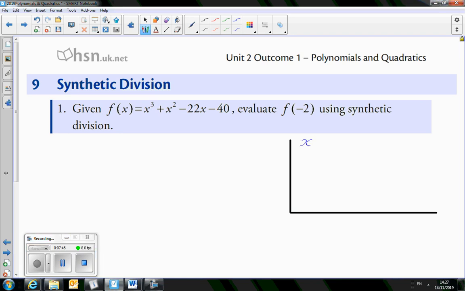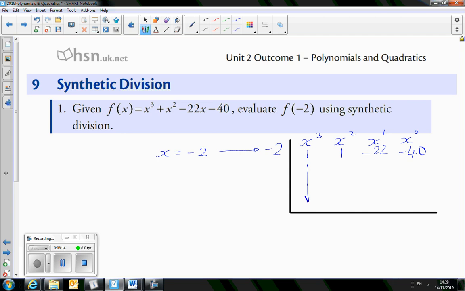Okay, so every single time I personally would put x cubed and then just work my way down until I get to x to the power of 0. It means you're never going to miss anything out. So your coefficient of x cubed is 1, coefficient of x squared is 1, coefficient of x is -22, and then your constant is -40. And in here we know that x is equal to -2. So that's the value that you're going to substitute into your function.